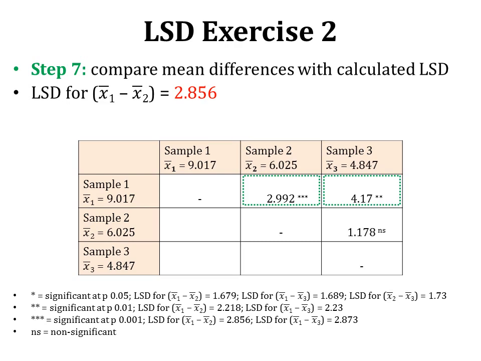Then we have our next pair, which are samples number 1 and 3. And the difference between their means is 4.17, and their LSD is 2.873 for 0.001 significance level. And we can see that our mean difference is greater than the LSD at this level. So we are going to place another asterisk here. So we have the 3 asterisk values, which means that these results are very highly significant.